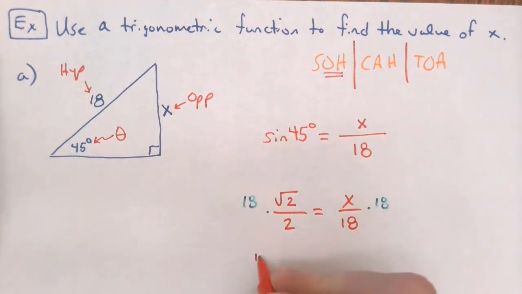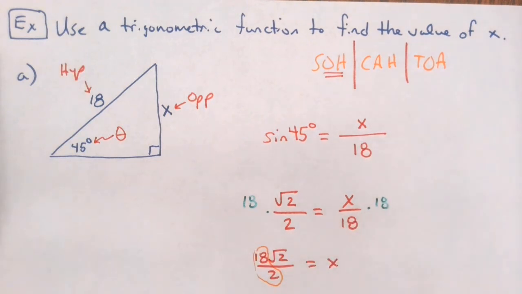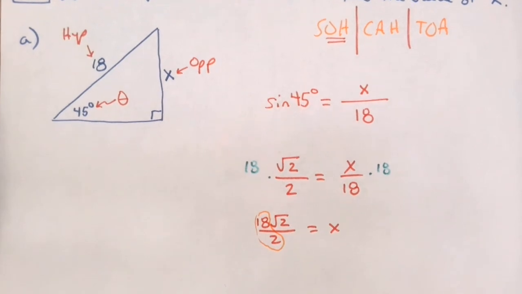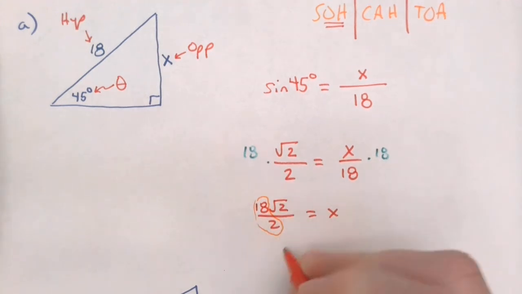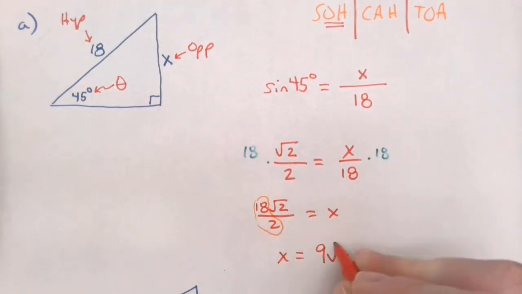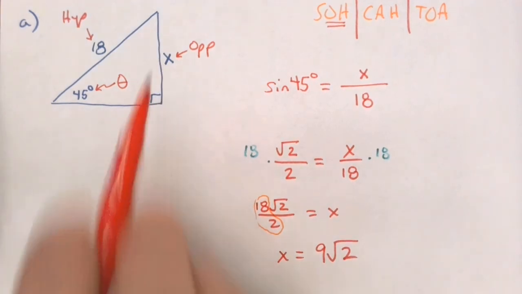That would give me 18 times the square root of 2 over 2 is equal to x. And we have a regular number 18 on the top and a regular number 2 on the bottom, and that can be reduced. That just gives us the number 9. So this will reduce down to 9 times the square root of 2. So that is how long our value is for x.